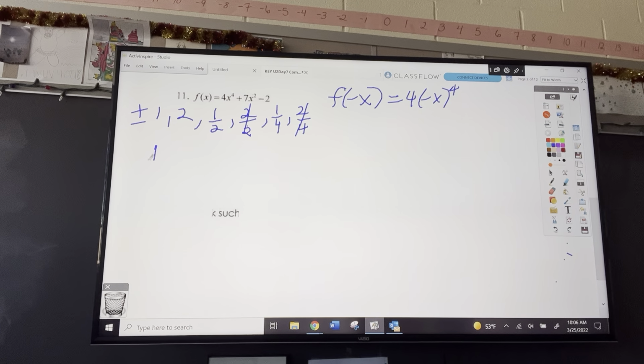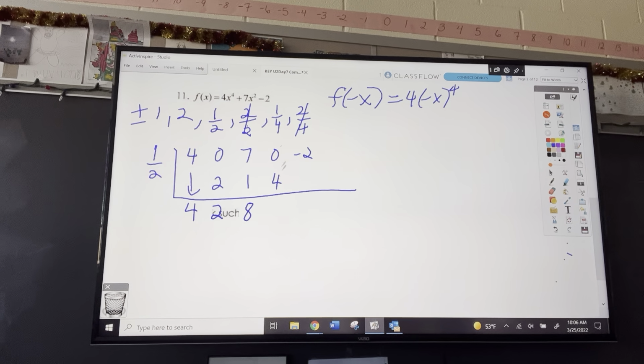And I'm going to try 1/2, which I already know works. Bring down the 4. 4 times 1/2 is 2. 0 plus 2 is 2. 1/2 times 2 is 1. 7 plus 1 is 8. 1/2 times 8 is 4. 0 plus 4 is 4. 4 times 1/2 is 2. And we have a remainder of 0.